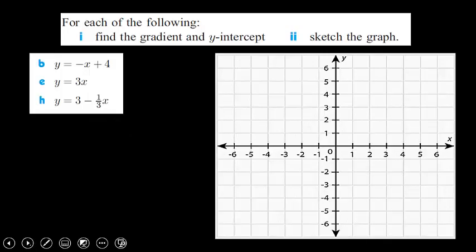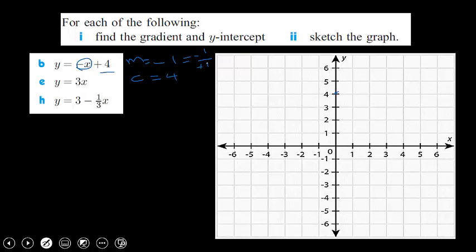Right, welcome back. This is part 2 of the graphs review, and we're going to kick it off where we left off, which was question 7, where we're finding the gradient, finding the y-intercept, and sketching the graph. So, question B, the m value, the gradient is going to be -1, and our c value is going to be 4. So, in order to sketch this graph, I start at y is 4, which is that point over there. And -1 is actually -1 over +1.